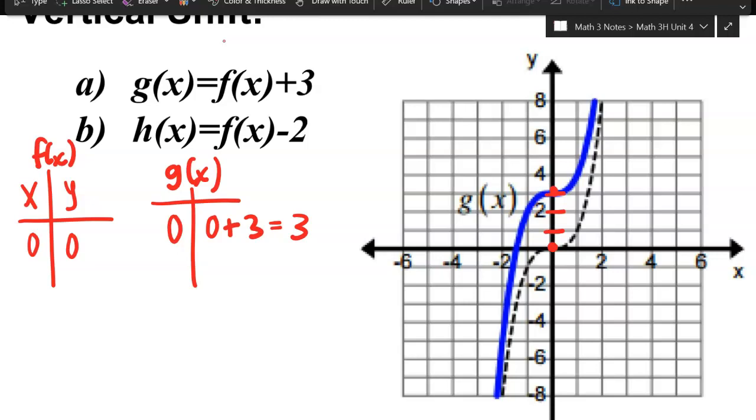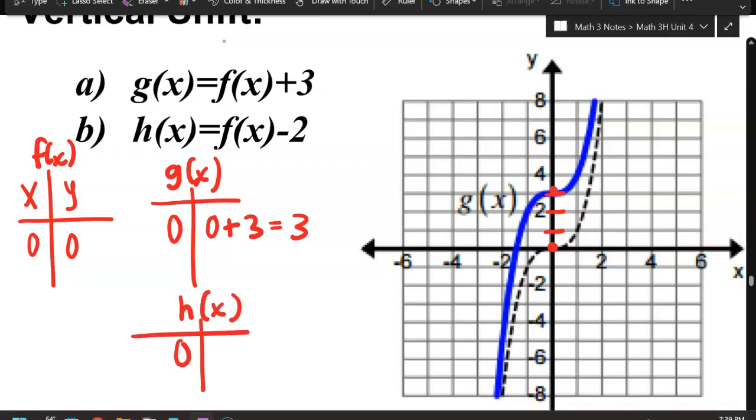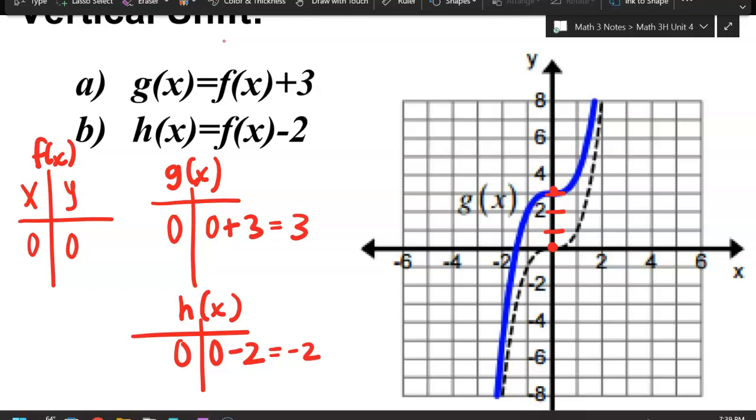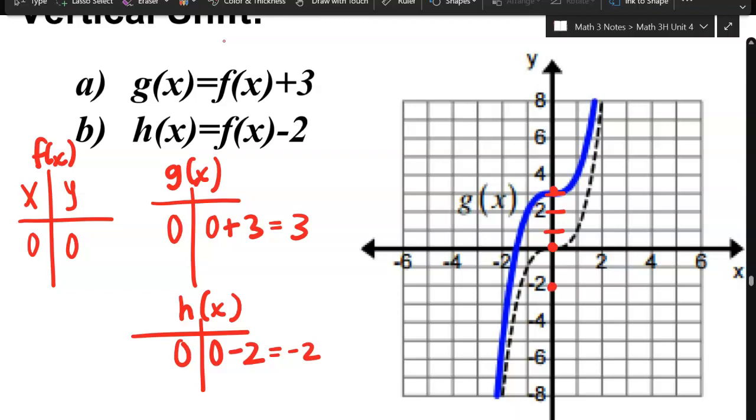All right, let's look at h of x and graph it. So it says we want to subtract 2. So looking at those points again, 0 and 0, we're going to minus 2. So that means we're going to be at 0, negative 2. So going down. And then we need to know the rest of our points here. Looking at our dotted line graph, our parent function, we want to find maybe 2 or 3 other points just to find more points that have shifted.